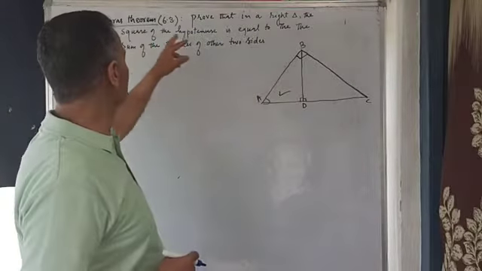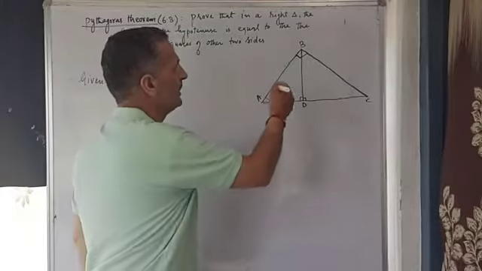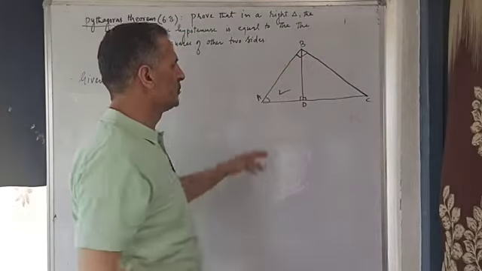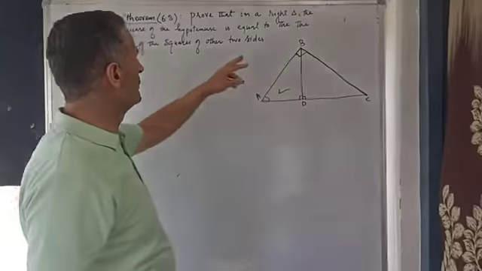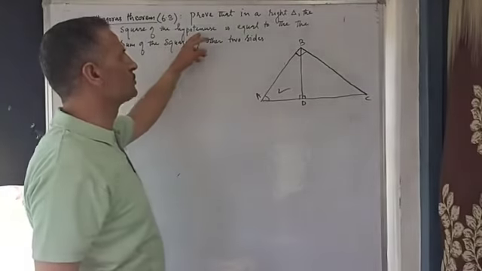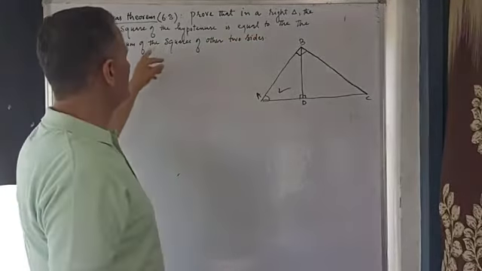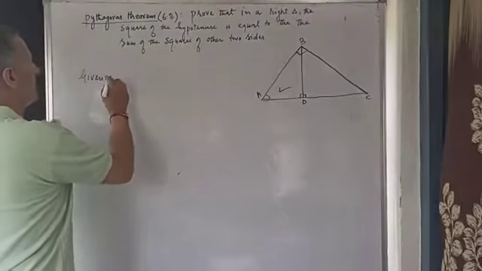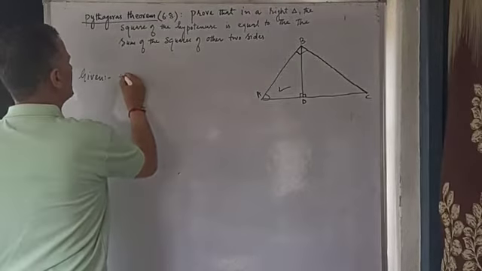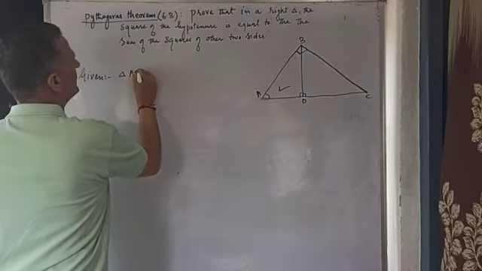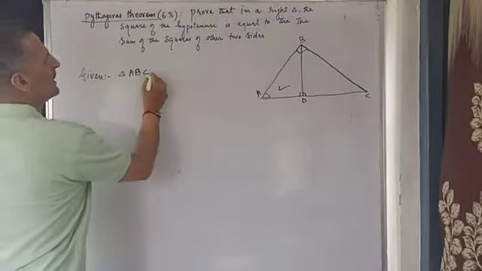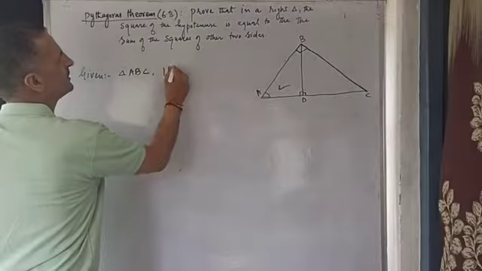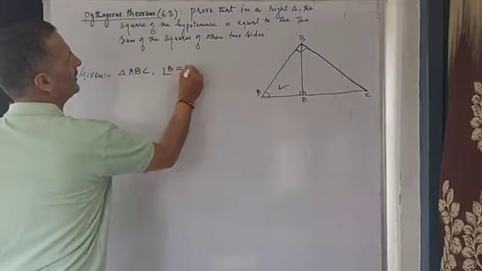In a right triangle, the square of the hypotenuse, if angle B is 90 here, so AC is the hypotenuse. So in a right triangle, the square of the hypotenuse is equal to the sum of the squares of the other two sides. So what is given part, I will write given here. Given is triangle ABC, angle B is 90 degrees. Angle B is 90. It is given.